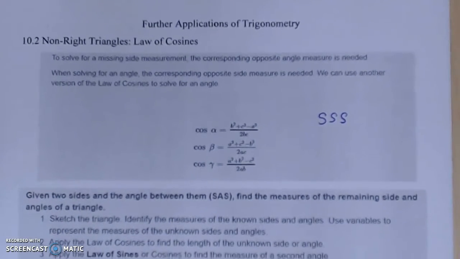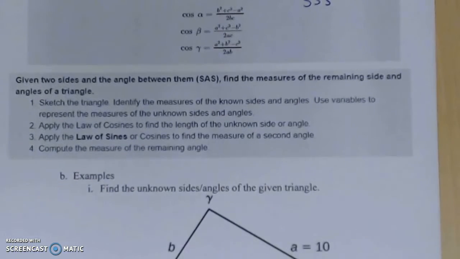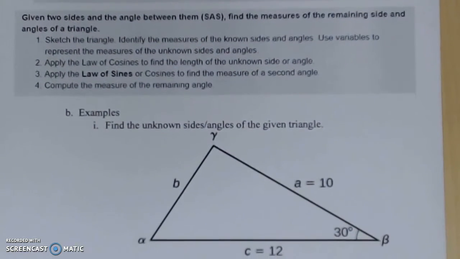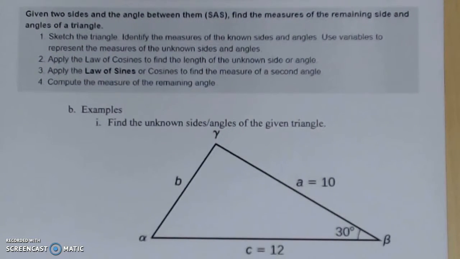So again, what we're going to do is we're going to be working with triangles. We're going to be finding missing sides, missing angles, and we're going to use law of cosines to get us there. So it gives us kind of a how-to. It says given two sides and the angle between them, or a side angle side, find the measure of the remaining side and angles of the triangle. So find all the missing ones we don't know. So they first recommend sketching the triangle, then applying the law of cosines, then apply the law of sines or cosines, and then compute the measure of the remaining angle.